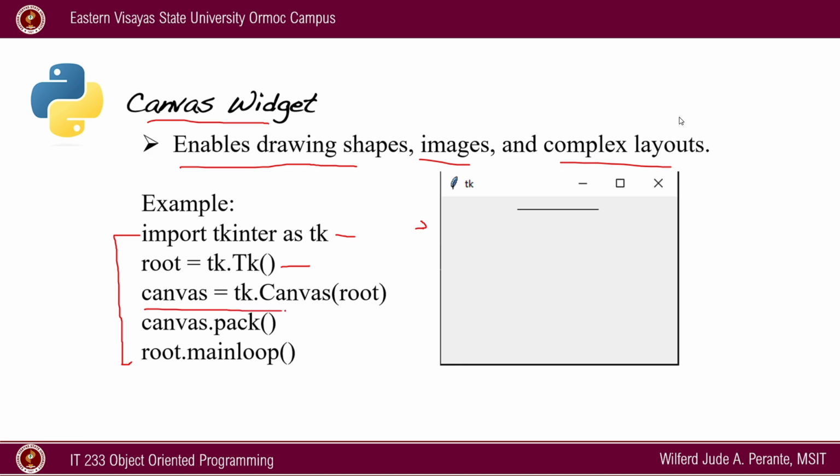And for this one, this canvas equal to tk canvas root. So this is the basic setup. We'll create an empty canvas with no specific size or content. So again, this one is used to make our canvas widget visible in our window, and with this one we start the Tkinter main loop, keeping it open until it is manually closed.